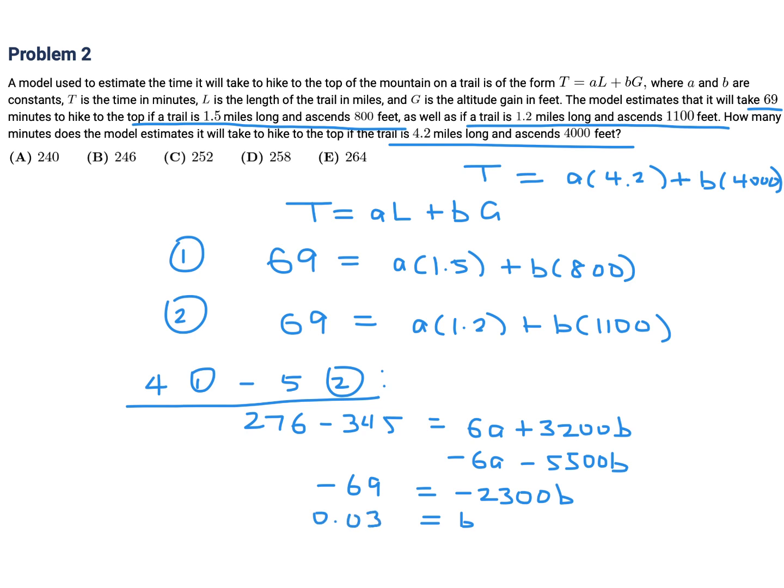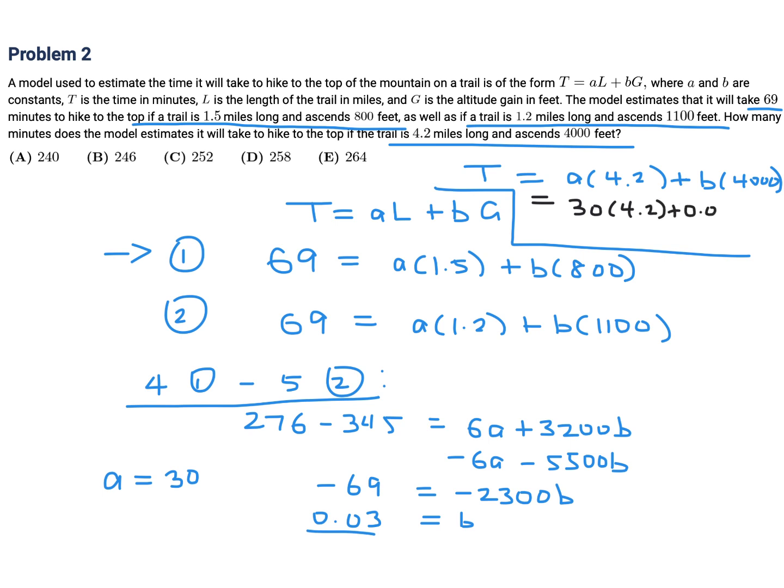Okay, and then when you substitute this back into any one of these and solve for A, you'll get A equals 30. So coming back, let's keep this all on the same screen. It would be 30 times 4.2 plus 0.03 times 4,000. And when you crunch out those numbers, you will get 246. And that would be choice B.